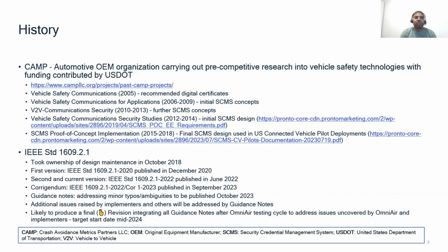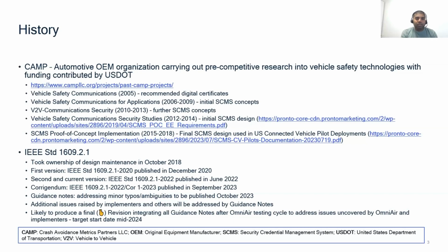My colleague William White and I have been the technical editors of this standard, the first version of which was published in December of 2020, and the second and current version was published mid of last year. We are hoping to work on a new version mid next year, where we can address all the issues uncovered by OmniAir and other implementers of this standard worldwide.